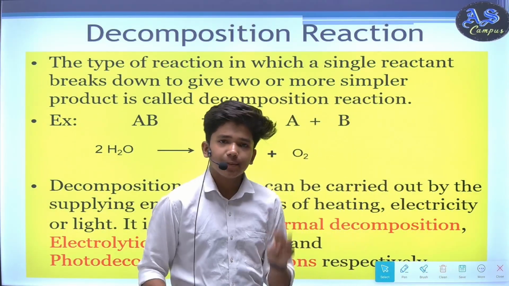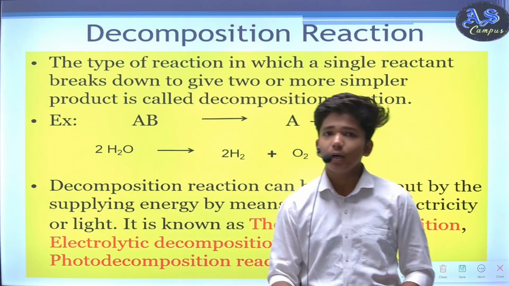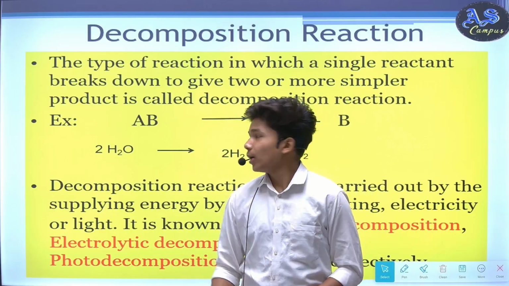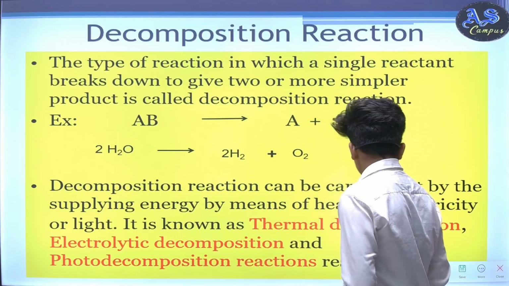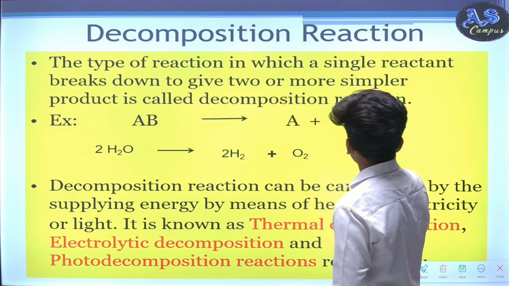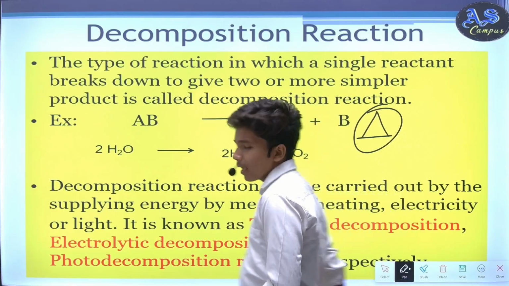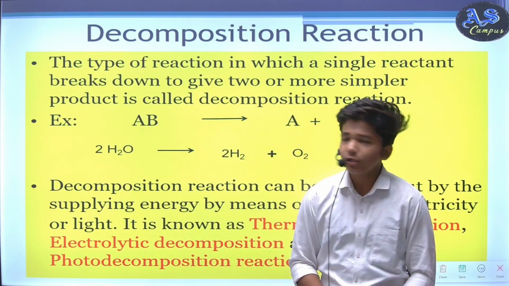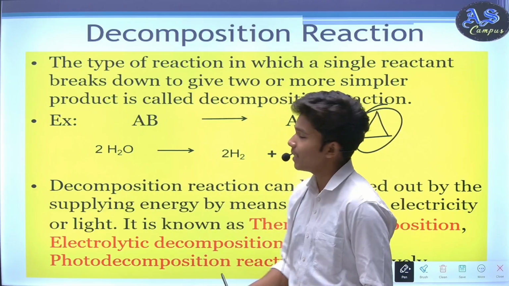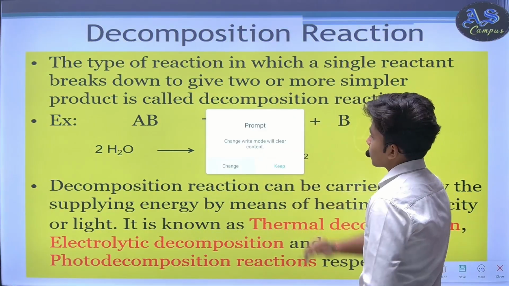There are mainly 3 types of decomposition reaction. The first one is thermal decomposition, in which the reactant decomposes in the presence of heat. Heat is denoted by a triangle sign. This is heat. The second one is electricity. We can put electricity to break the reactant. And the third one is h nu, which is sunlight.